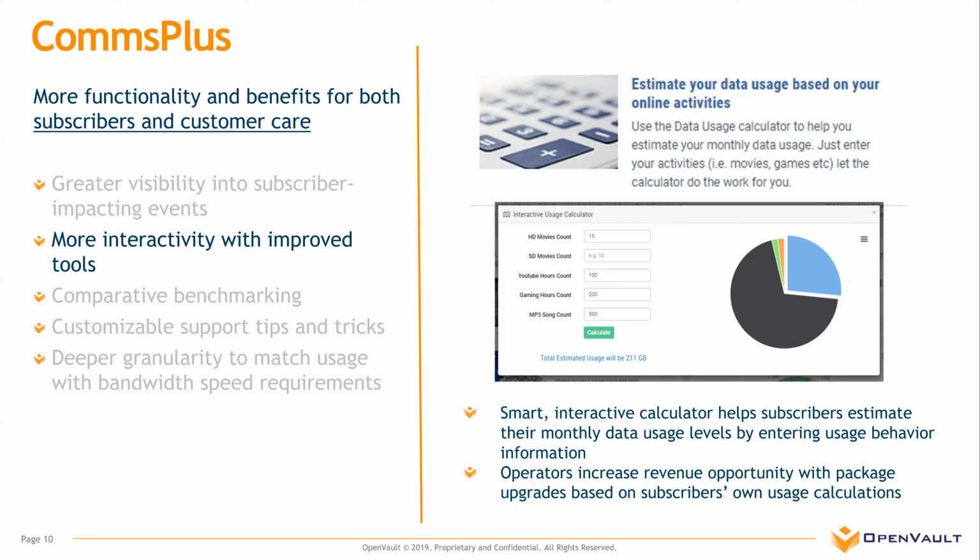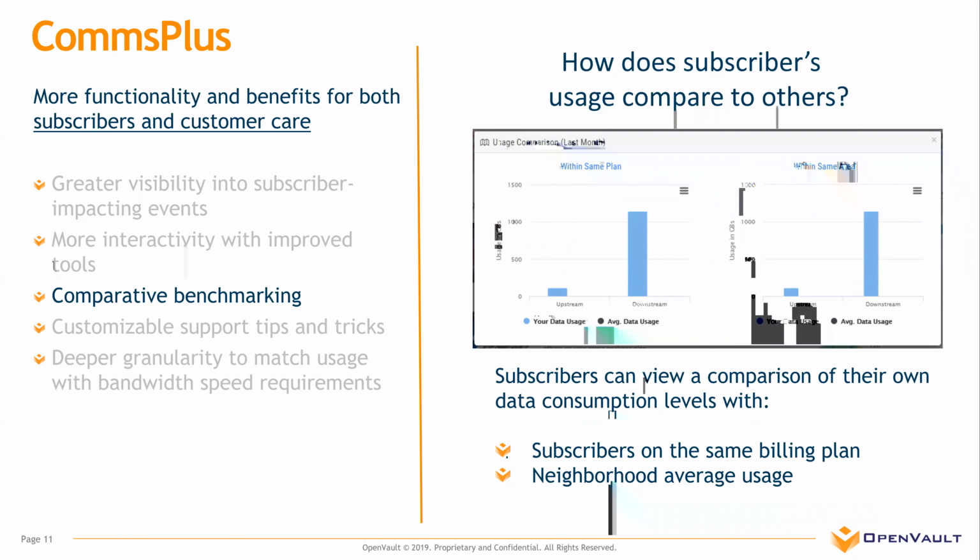Another pretty interesting addition is what we call comparative benchmarking. This is actually a function that's become big in the energy space, where households now have visibility into the amount of energy they're consuming versus others in their neighborhood. We have added that capability in two areas to the CommsPlus package. One is allowing subscribers to see how they compare to other subscribers on the same plan.